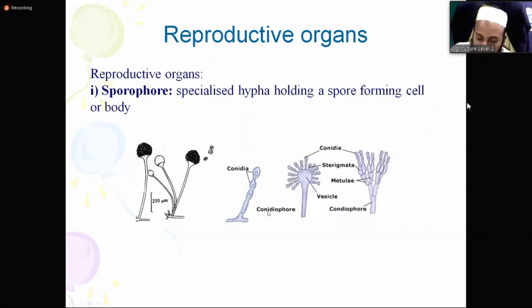Okay, so conidiophore is similar. Phore means stalk. So conidiophore means the stalk or the branch which contains conidia. These are called conidiophore.